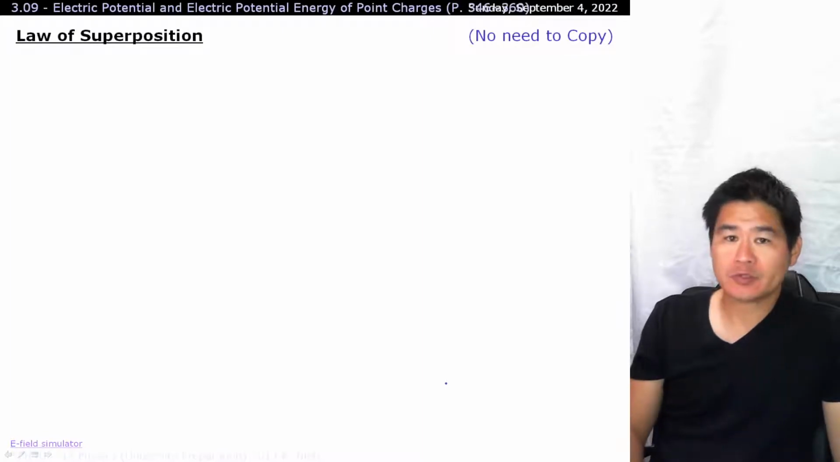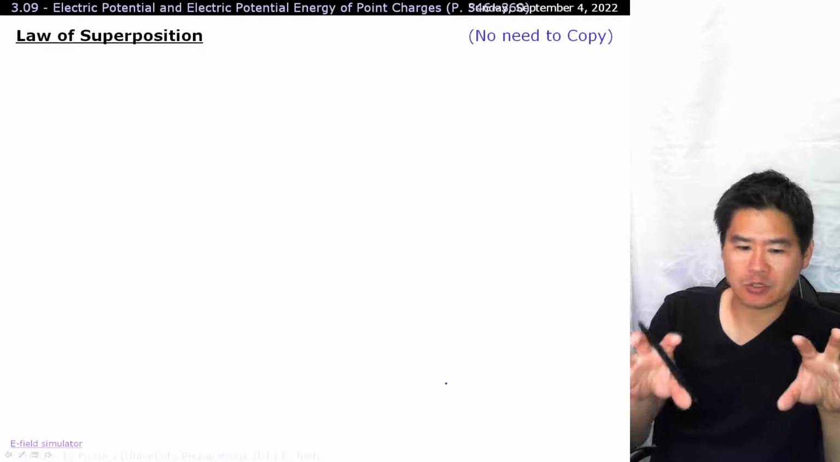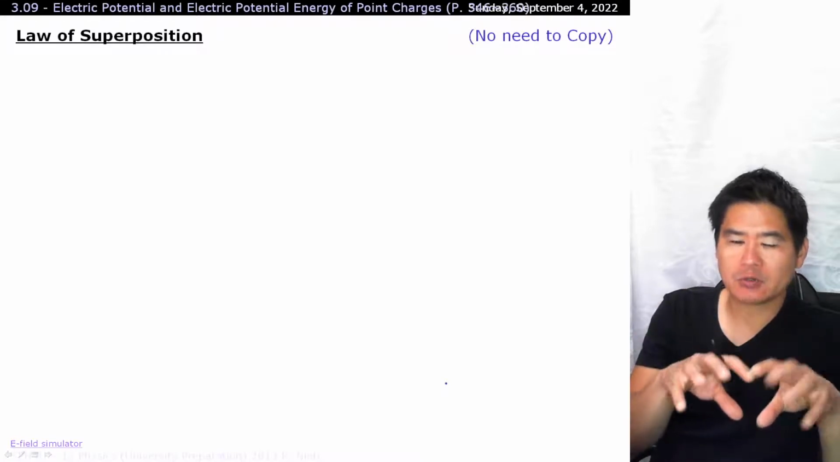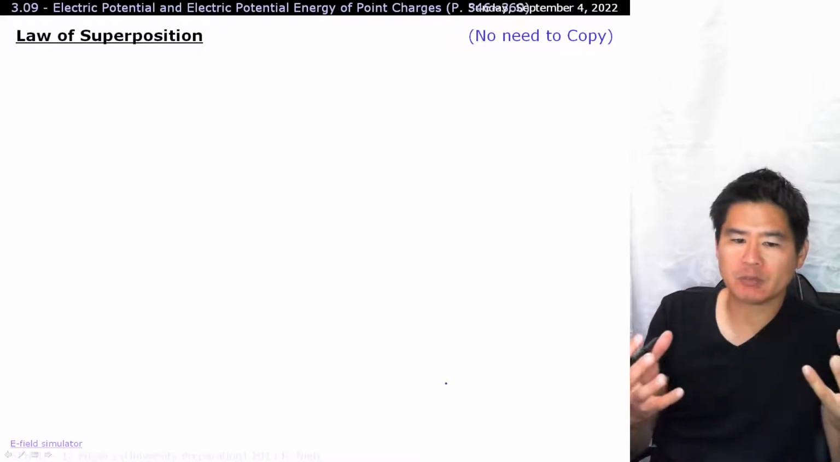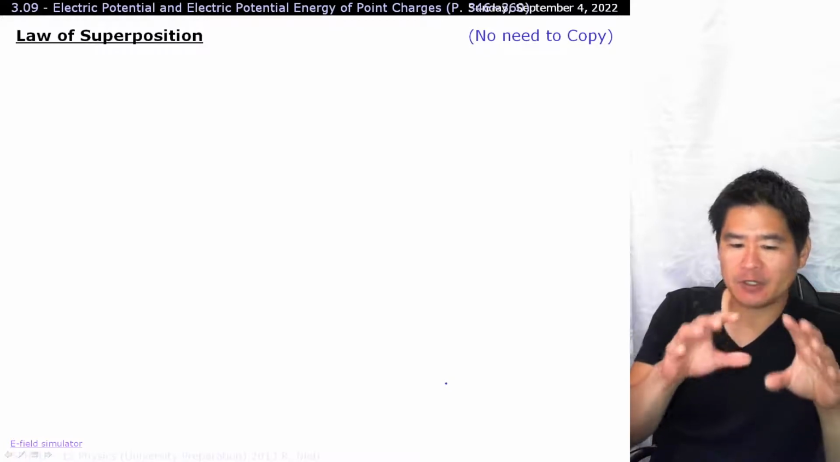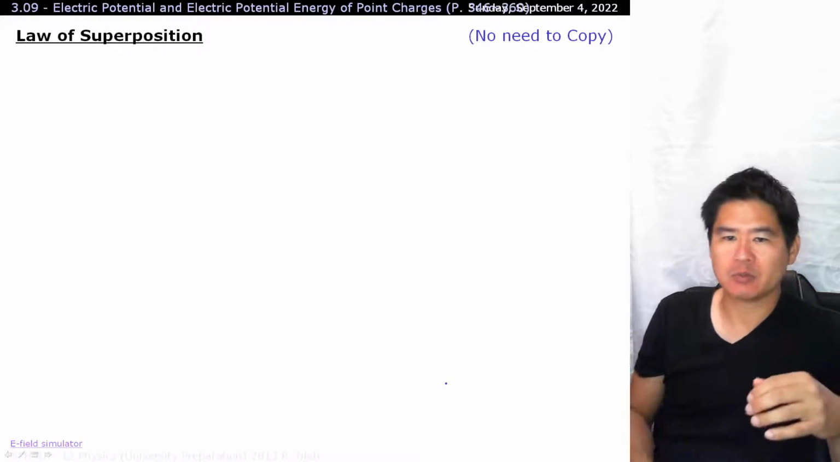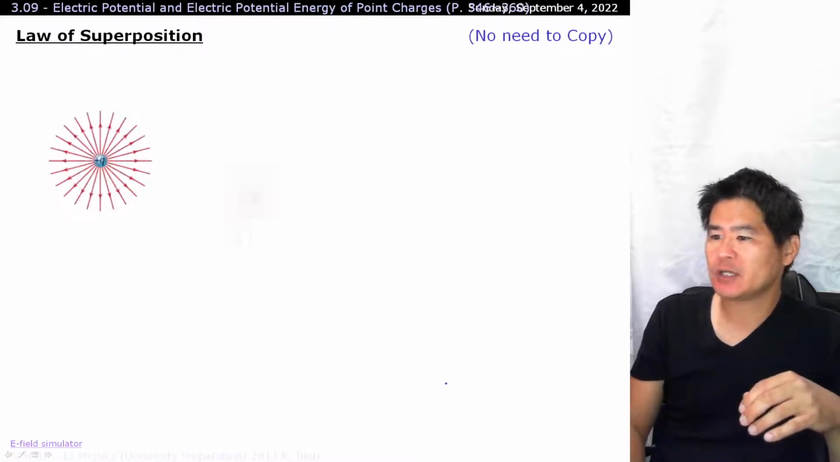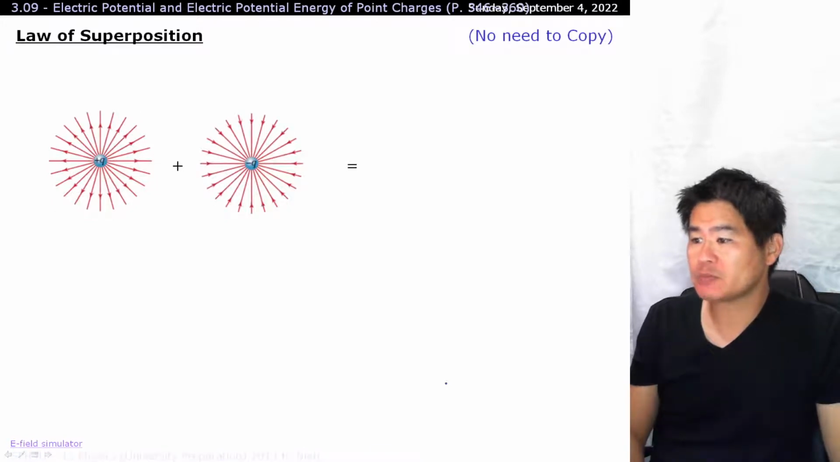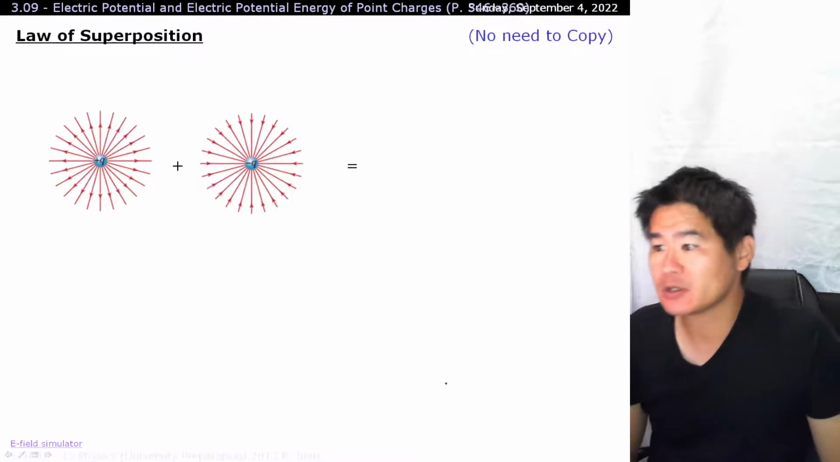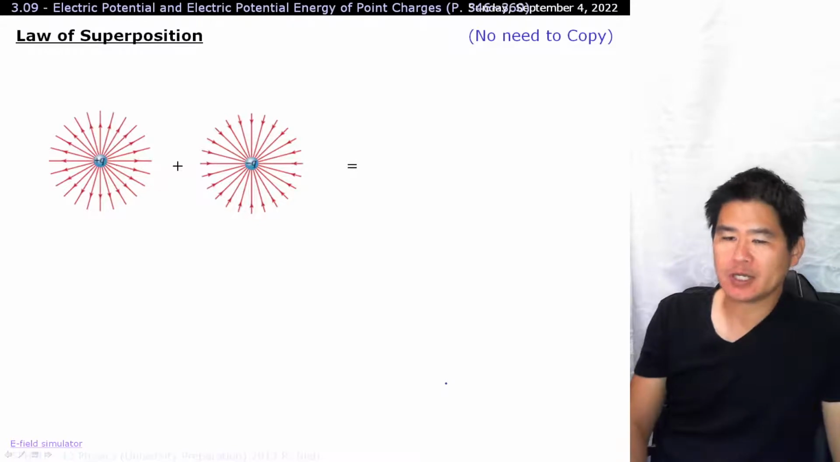Okay, the law of superposition simply states that whenever you have vectors that are superimposed on top of each other, you create a new vector map. The new vector map is based upon the sum of the vectors that were superimposed. So let's say we have these two charges placed in close proximity. You can see that one is positive and one is negative.